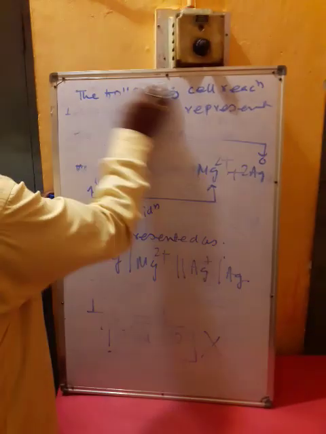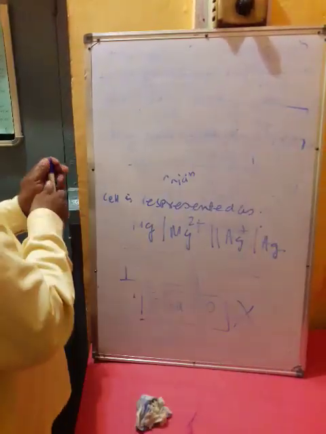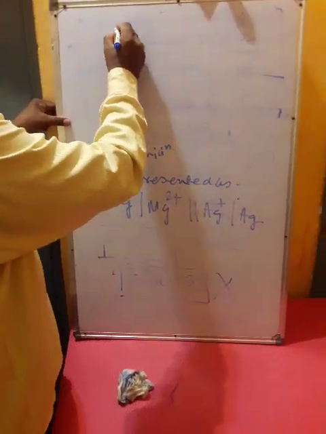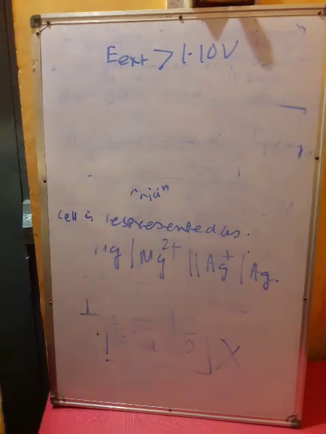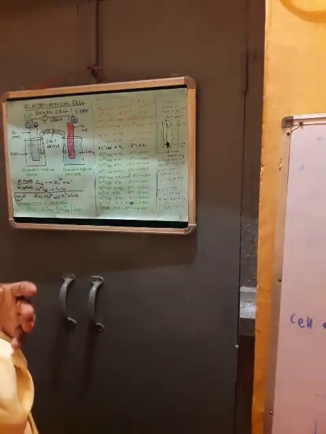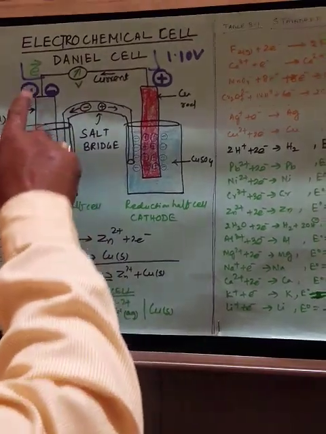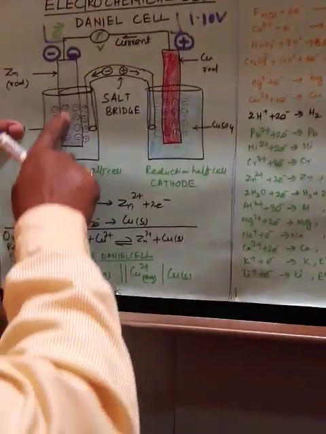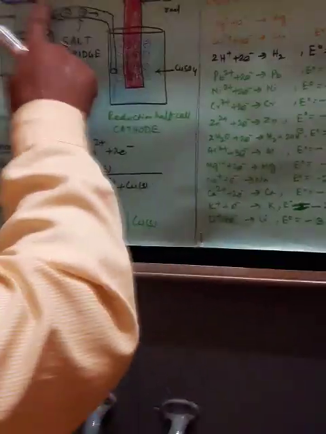Now if it is connected to a battery with a potential more than the EMF of this cell, that is 1.10 volt, in the Daniel cell, if E external is greater than 1.10 volt, then the reaction will reverse. In the earlier case, in the Daniel cell, electrons are produced at the anode and transferred from the zinc electrode to the copper electrode, so current flows from copper to zinc.